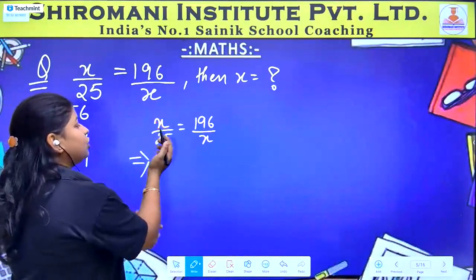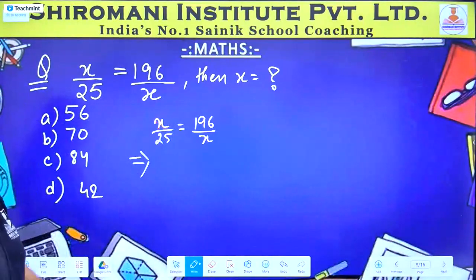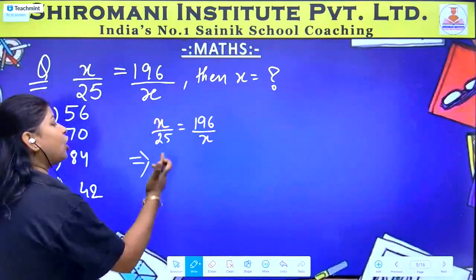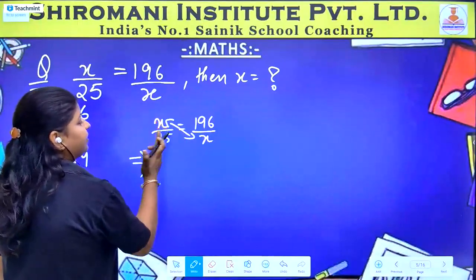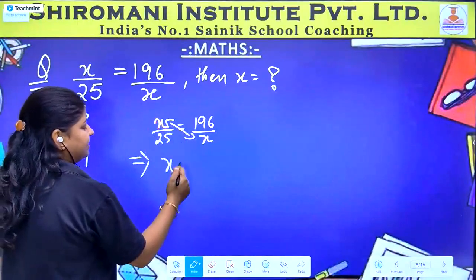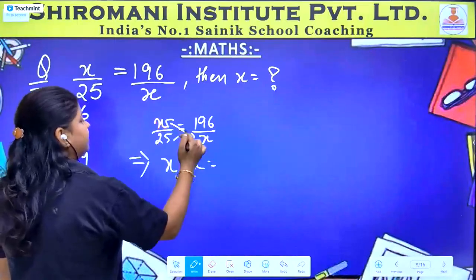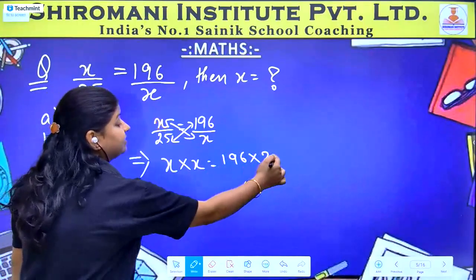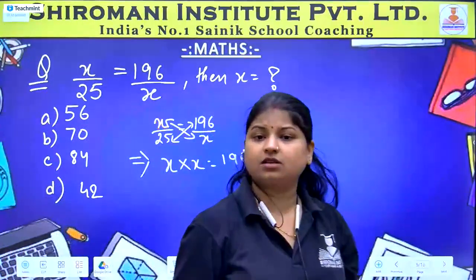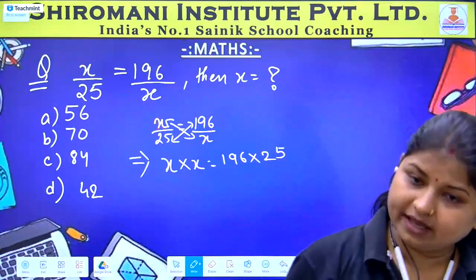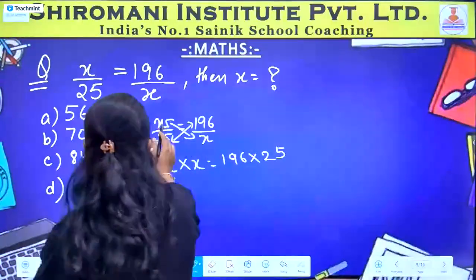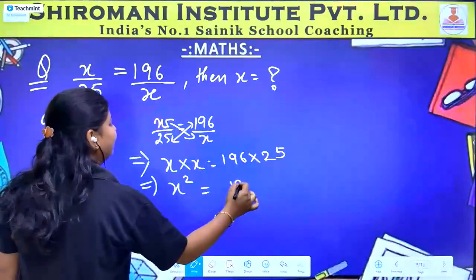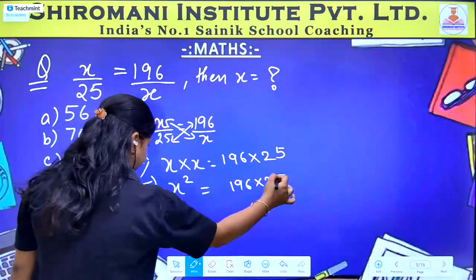See, everyone. Whenever you have this type of question, like x upon 25 equals 196 upon x, the first step is cross multiplication. That means this x should be multiplied by this x, and this 196 should be multiplied by this 25. So x into x is x square, is equal to 196 into 25.